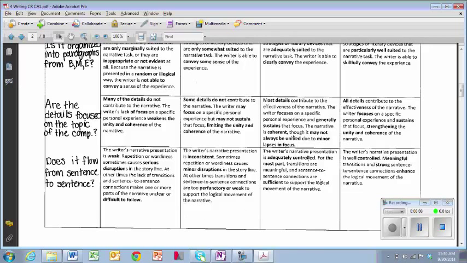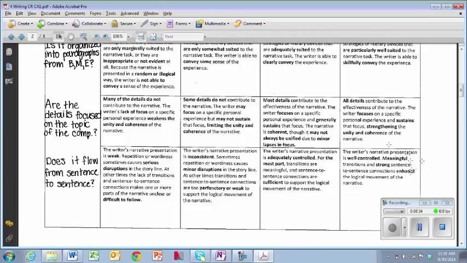So as we move through a 3 and a 4, a 3 would be that the sentences and the presentation are controlled and meaningful. But what we'll find with a level 4 is that those sentence-to-sentence connections, those transitions, are very, very meaningful, and it's not just that it's logical, but that those connections really enhance the movement of the narrative.